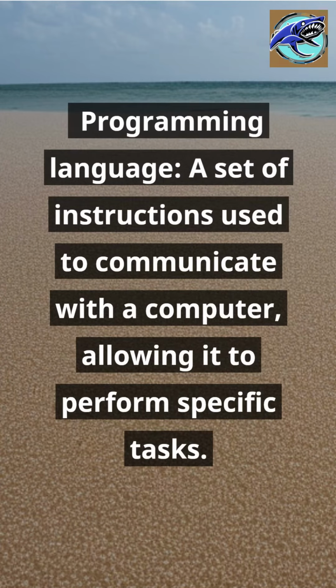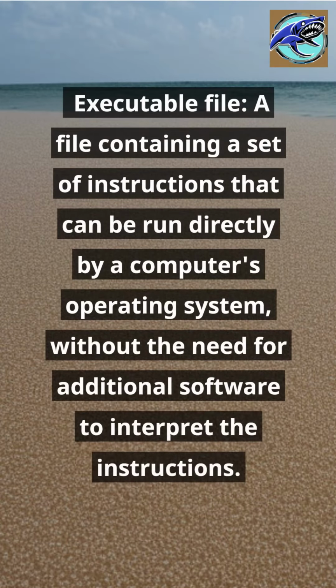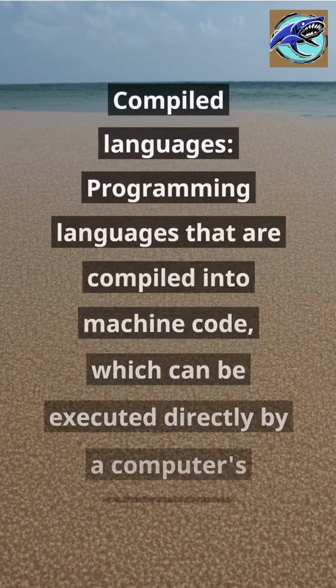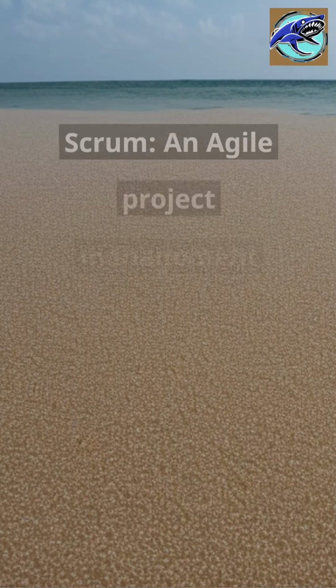Programming language, a set of instructions used to communicate with a computer, allowing it to perform specific tasks. Executable file, a file containing a set of instructions that can be run directly by a computer's operating system, without the need for additional software to interpret the instructions. Compiled languages, programming languages that are compiled into machine code, which can be executed directly by a computer's processor.